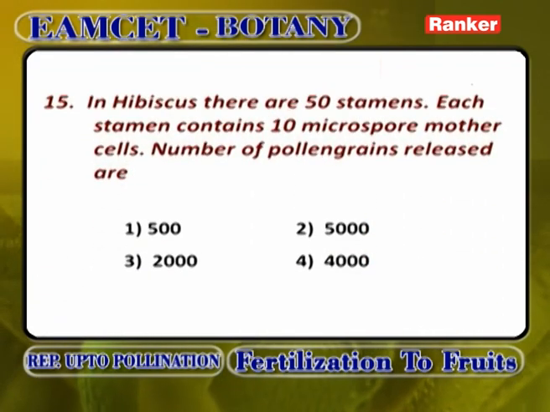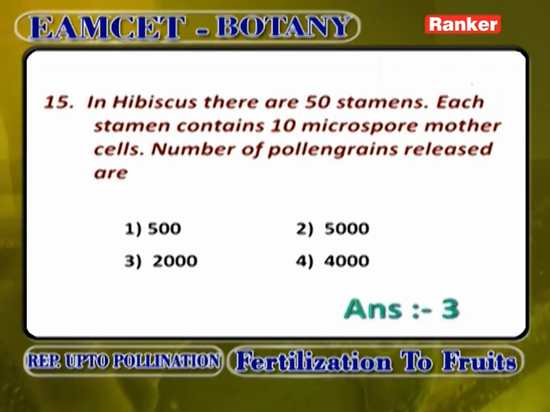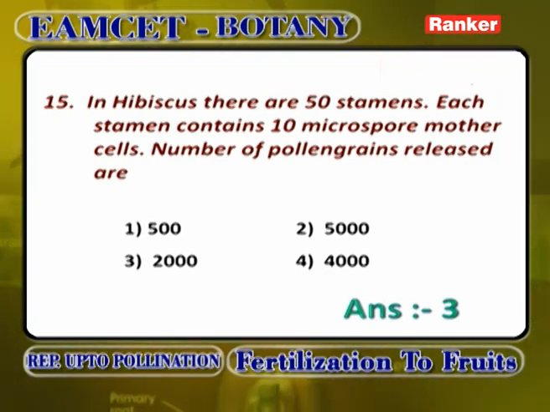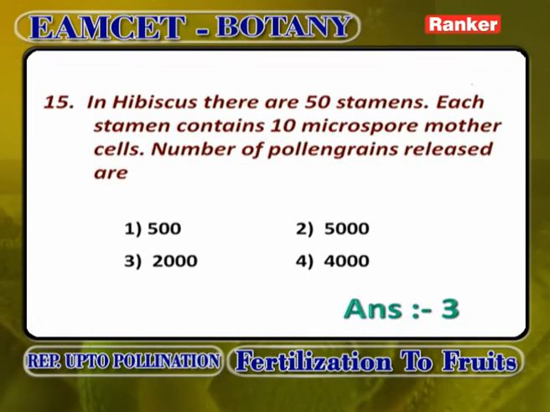Now, in hibiscus there are 50 stamens. Each stamen contains 10 microspore mother cells. Number of pollen grains produced is 50 into 10 into 4, which will be 2000. 10 microspore mother cells in each of 50 stamens means 50 into 10, 500, and 500 into 4 is 2000. Answer is 2000.